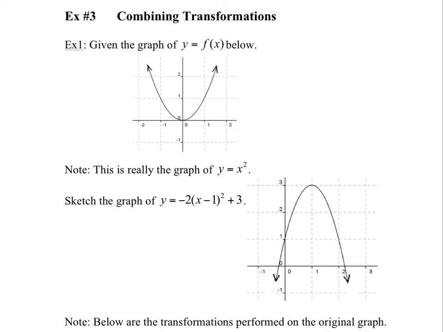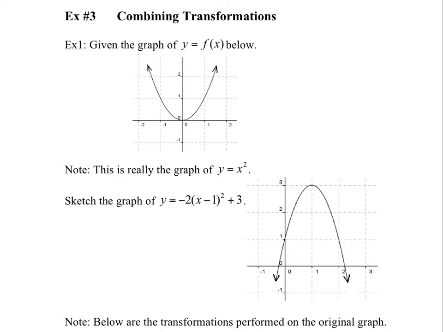Hey, welcome to the third exercise. This is a combination of all the transformations we learned in 1 and 2. So we're going to start with that parent graph of a graph we've seen already. This is y equals x squared. We're just going to name this y equals f of x. It doesn't really matter, but it is actually y equals x squared. And we're going to sketch the graph of y equals negative 2 times (x minus 1) squared plus 3.